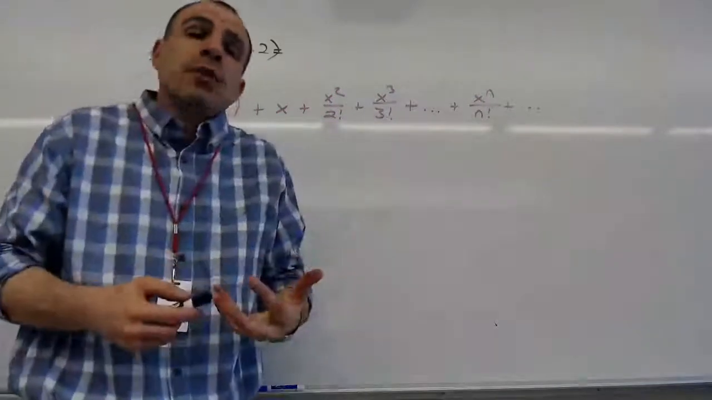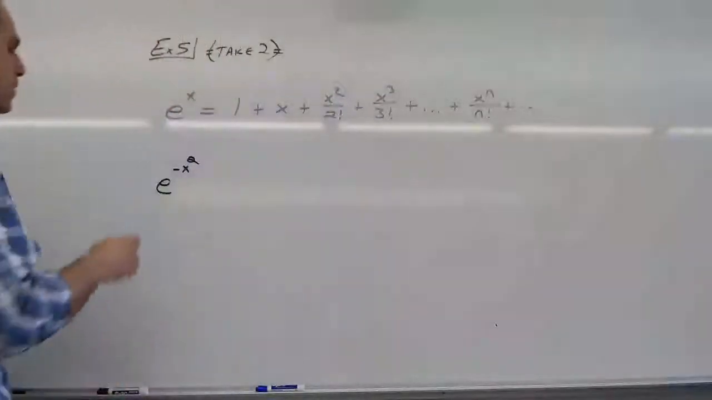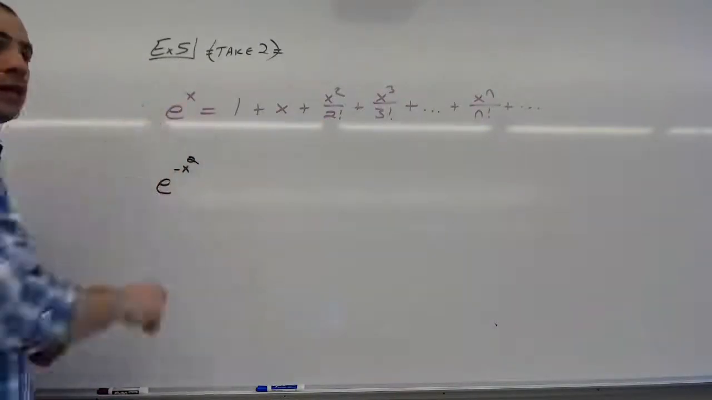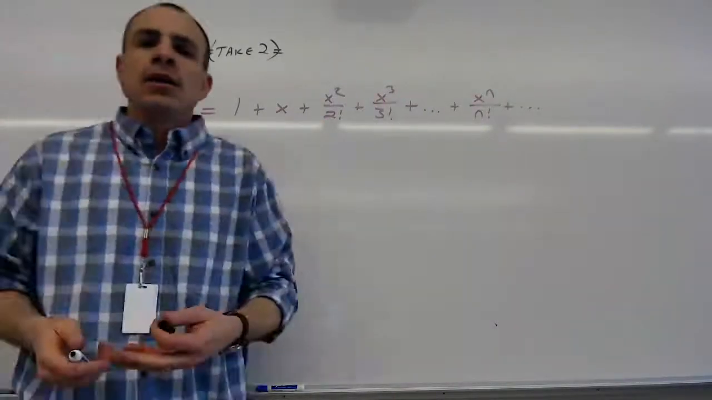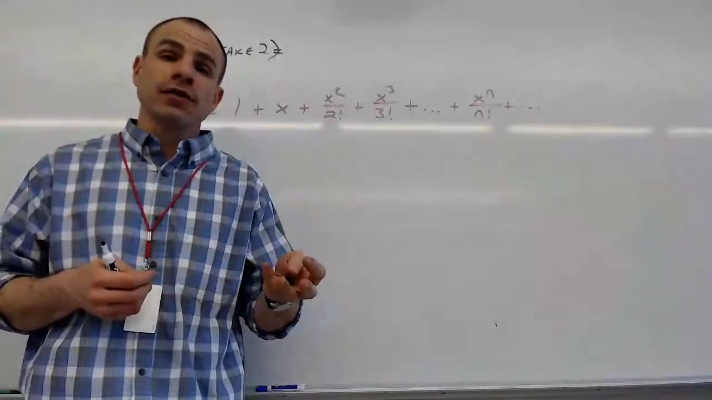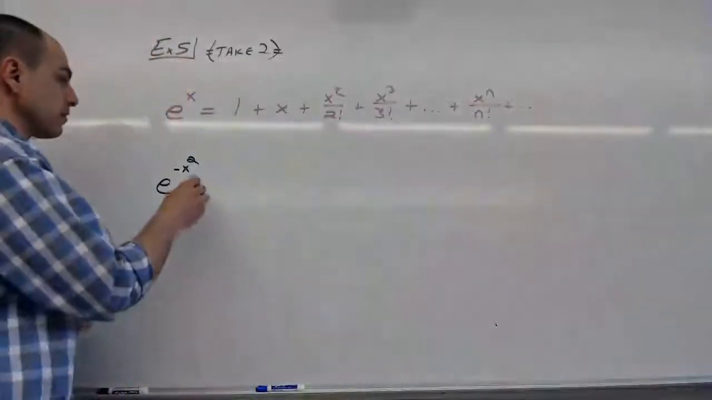I'm creating a composite function. I'm putting an inner function into an outer function. The outer function is e to the x. I'm placing the inner function of the opposite of x squared in there. So if I plug in the opposite of x squared on the left side, all I got to do is plug it in on the right side for every occurrence of x.